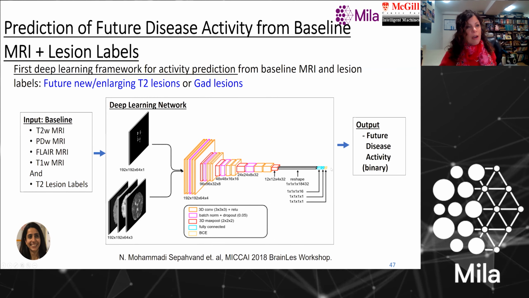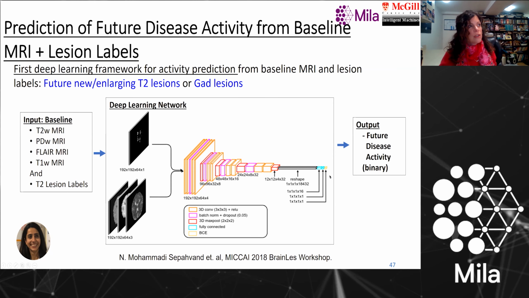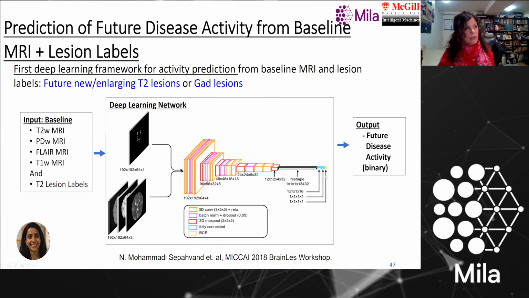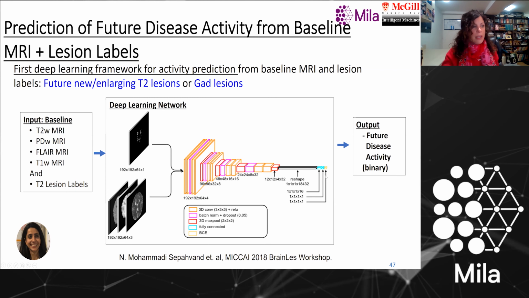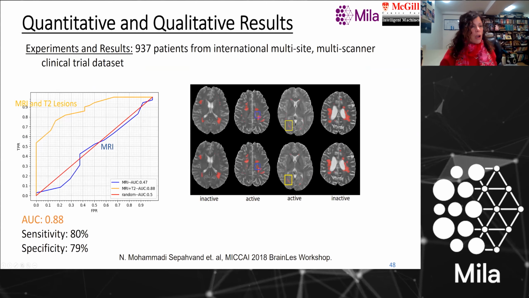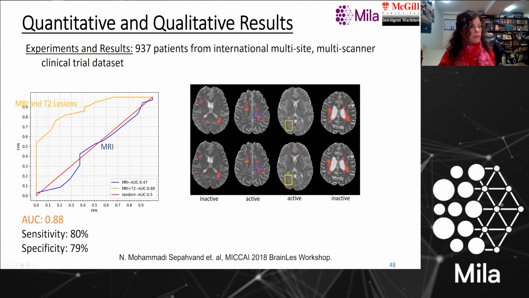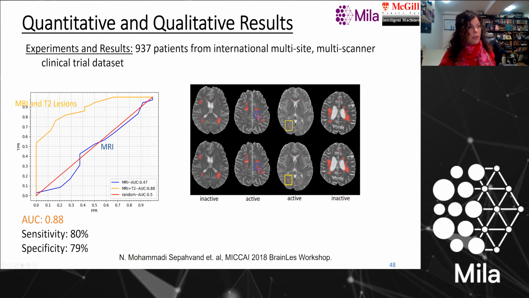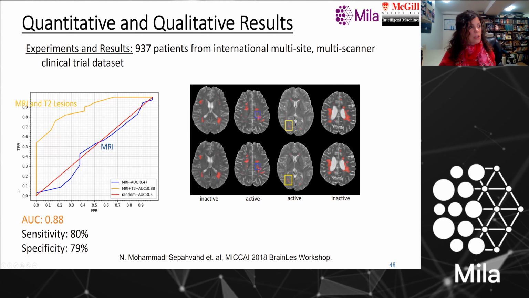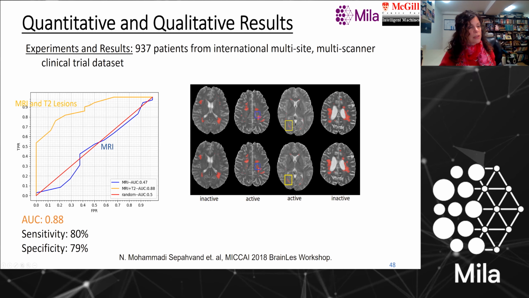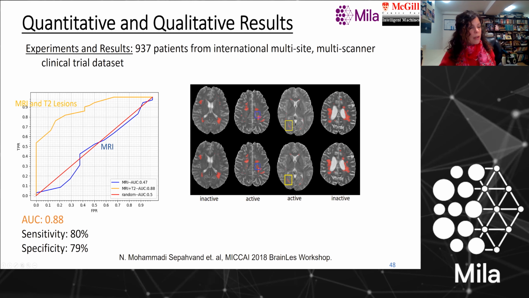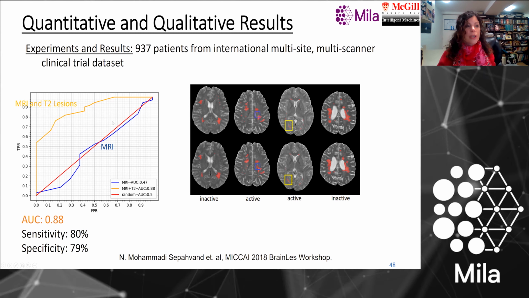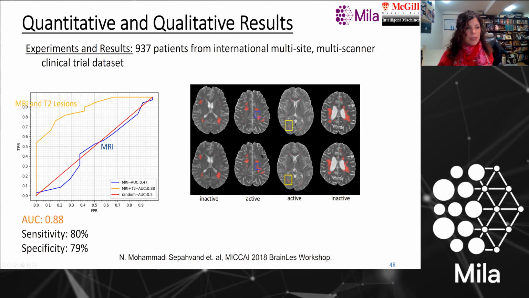So basically the output is, will there be any new or enlarging T2 lesions or GAD lesions a year out from baseline? And what we found is if we just give the system baseline MRI, we actually do pretty much the same as random. But with the introduction of T2 lesion labels at baseline, we actually did quite well. So if we provide those labels at baseline, we can do pretty well in predicting activity.